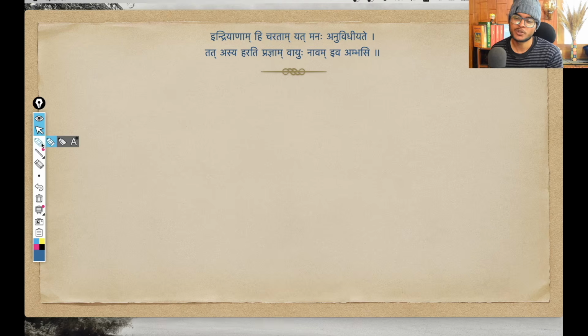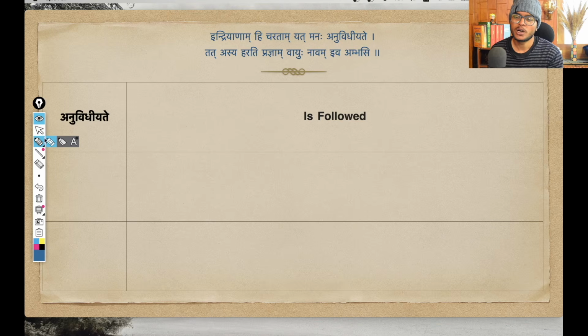Okay, so that is what is being explained in the shloka here. In the shloka we can spot two kriyapadas, anuvidhiyate and harati. We will start with the first kriyapada first. So anuvidhiyate means something is followed.